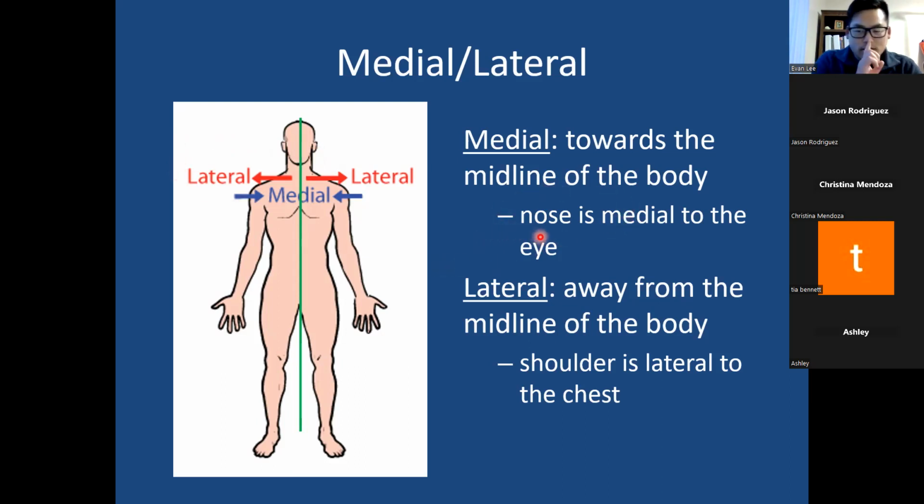The nose is medial to the eye. So the nose is right in the middle of the eyes, so that's going to be very medial. But then lateral, the shoulder is blank to the chest. The shoulder is further away to the side. That would be lateral.